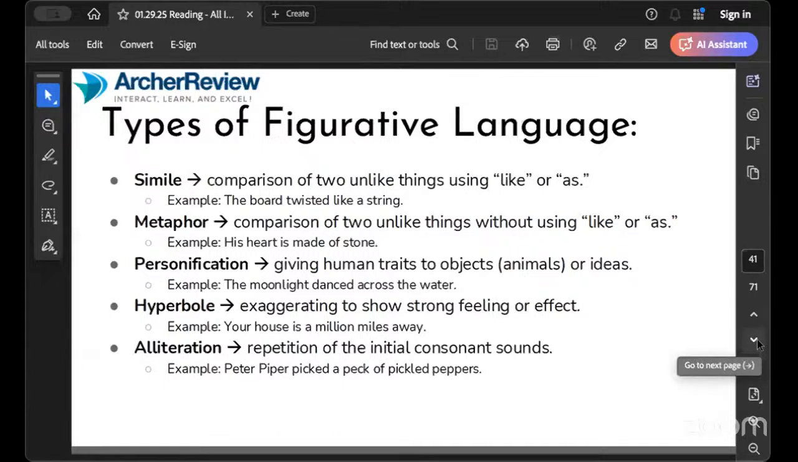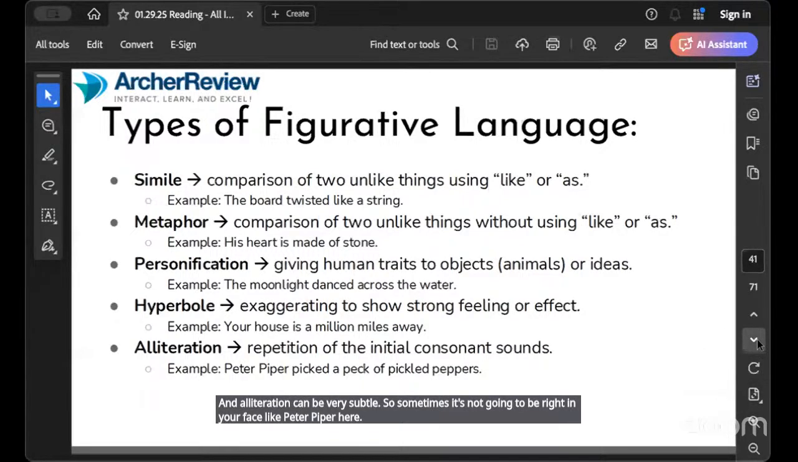And alliteration can be very subtle, so sometimes it's not going to be right in your face like Peter Piper here. So be careful of that.